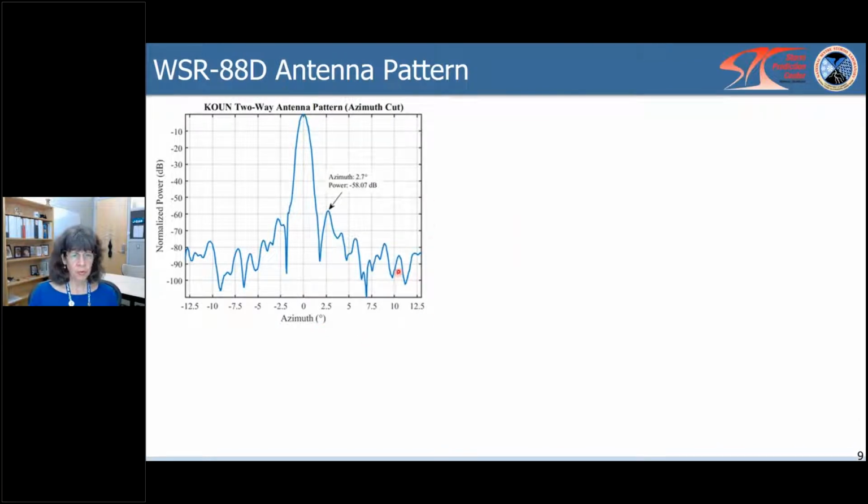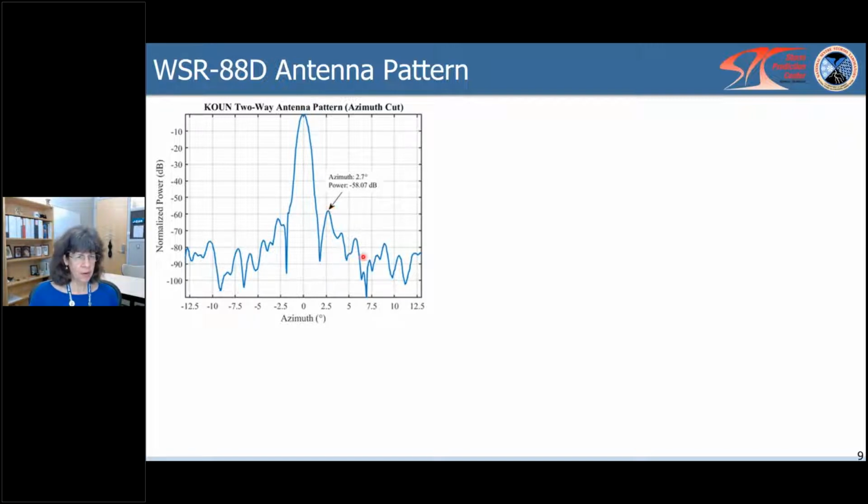Okay, here's a closer look at what this graphic is and what it means. This is the only measured antenna pattern for the 88D fleet. This is the research radar here at the Severe Storms Lab. And here is the main lobe, and you've got the first side lobe, and it is labeled. What matters here is that it's 58 dB down, which is 6 orders of magnitude. So that's a lot. But I don't want you to think about that number.